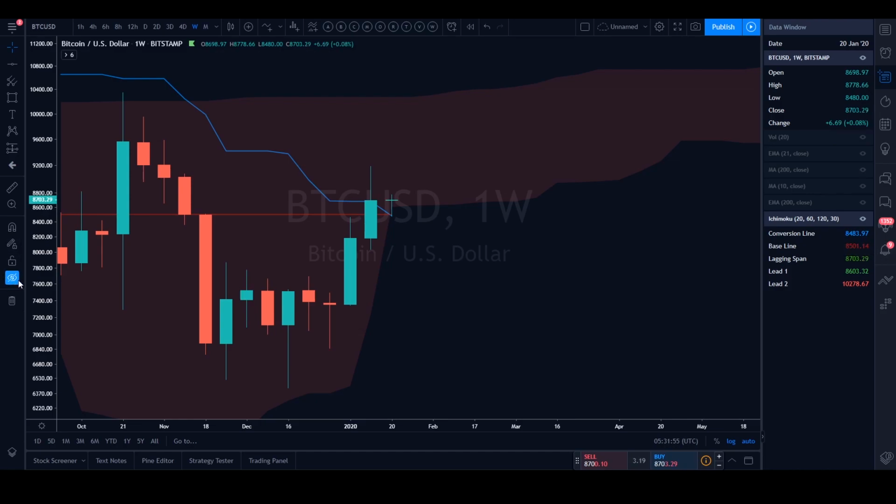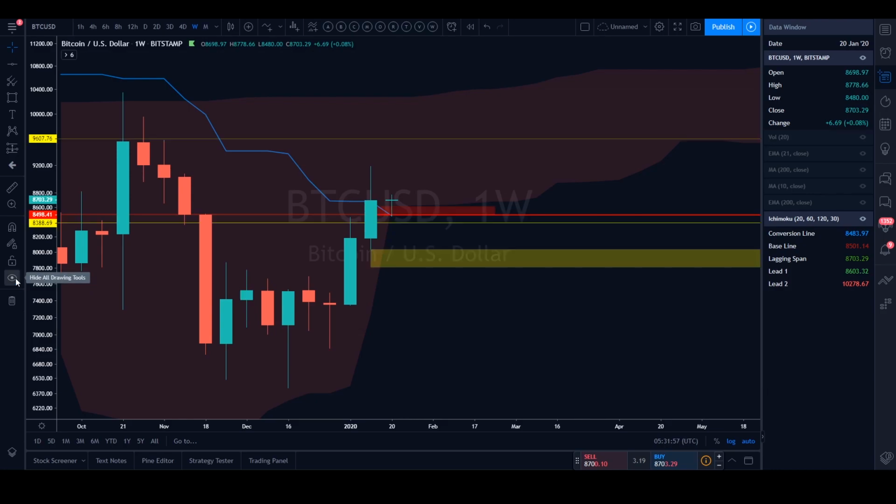Now I'm going to go ahead and bring my drawing tools back on. I have my red line. It's sitting there around that Tenkan as well as the Kijun.